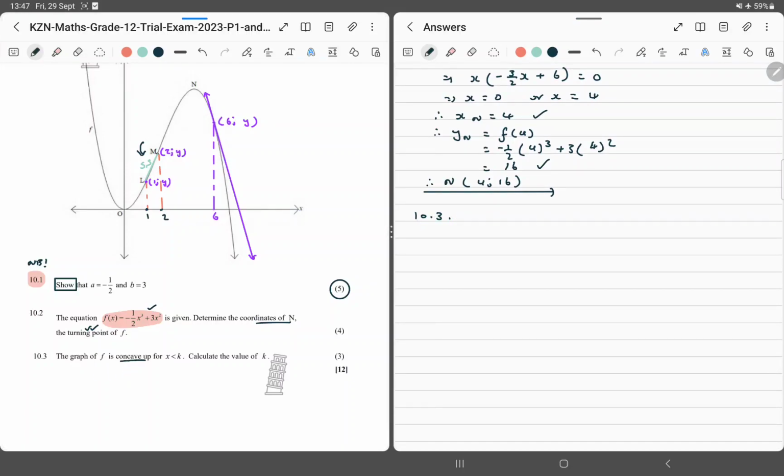10.3, it says now the graph of f is concave up when x is less than k. So obviously k, this means this is the point of inflection. So k must be the x coordinate of the point of inflection, the POI. We know that the x-coordinate of the point of inflection is essentially the average of the x-coordinate at the origin and the x-coordinate at n. They're telling us to calculate the value of k. So k is equal to the x-coordinate at the origin plus the x-coordinate at n, divided by 2. This is 0 plus 4 over 2, which is equal to 2.